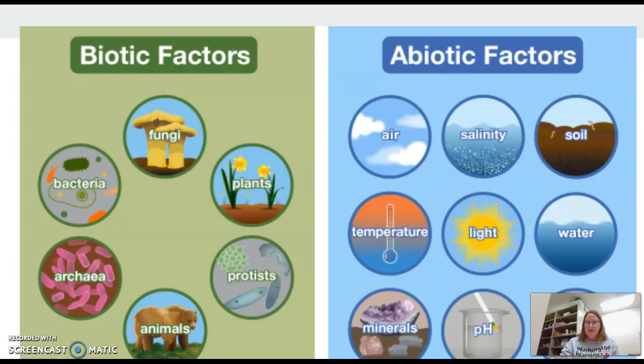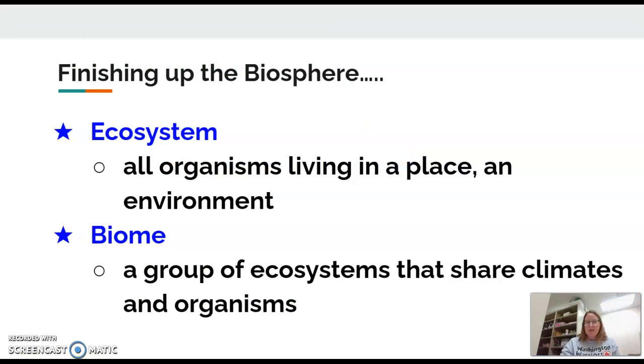Here's some examples of biotic and abiotic factors. In an ecosystem, all organisms living in the same place in an environment are in an ecosystem. So all biotic and all abiotic individuals and organisms belong to each other in an ecosystem. A biome is a group of ecosystems that share climates and organisms.